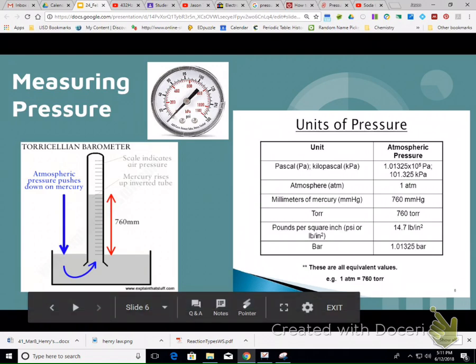All right, so that's the nuts and bolts of pressure. Let's go to our practice and let me show you how to use these units and these atmospheric values to do pressure conversions.